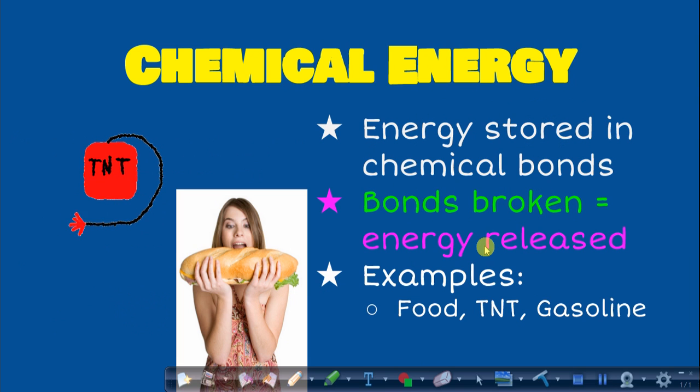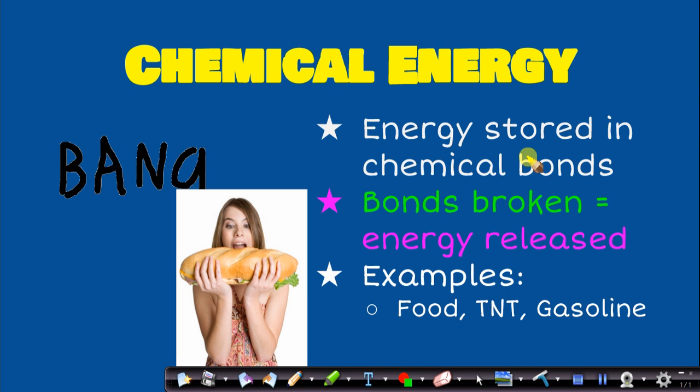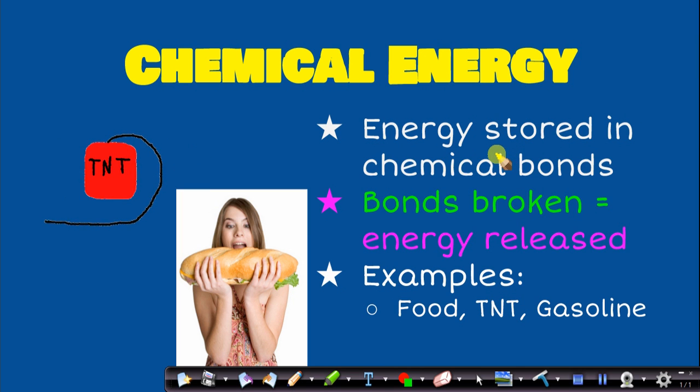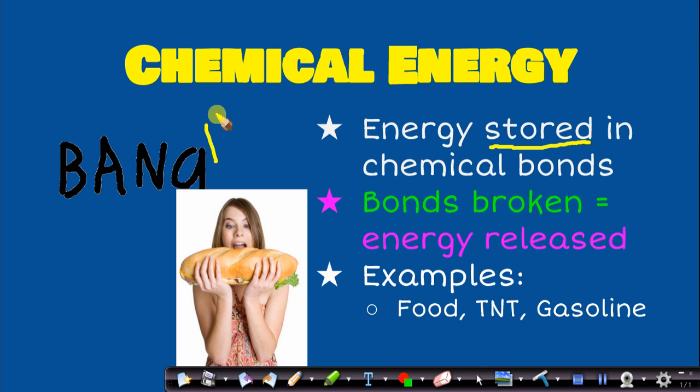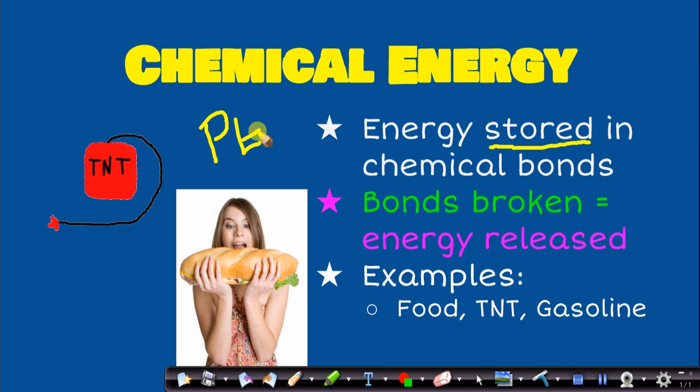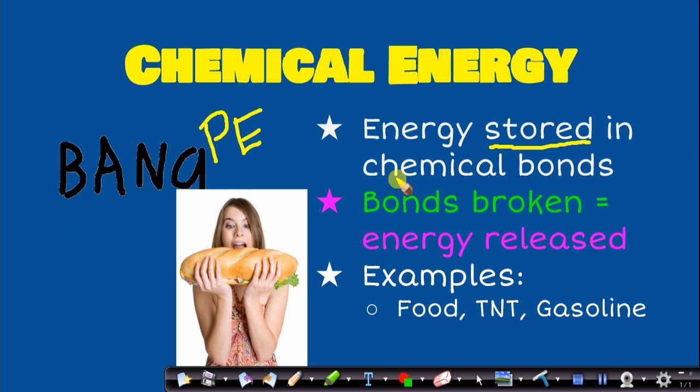Our third type is chemical energy. Here we see the word stored. Chemical energy is the energy stored in chemical bonds. Because we see stored, we know it's an example of potential energy. The chemical bonds are broken. Remember that bonds include things like covalent bonding and ionic bonding.